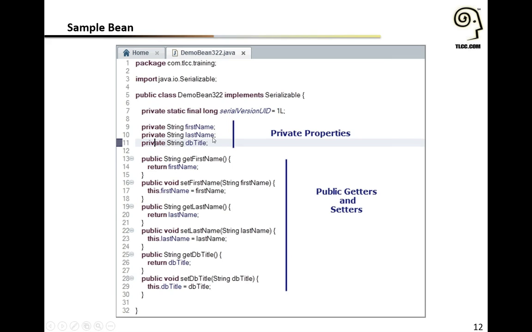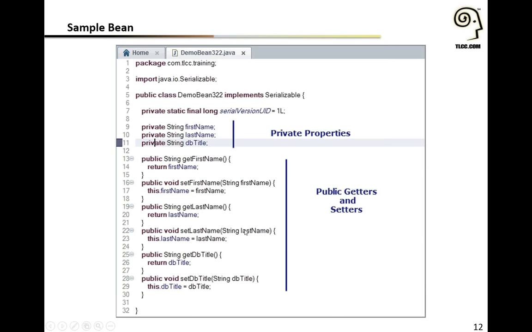Then we have our actual variables on lines 9, 10, and 11: firstName, lastName, dbTitle. These are marked private, so when you access this bean, you can't get to just firstName by itself. So how do we get to it? We use the getter on line 13, getFirstName, and inside that method, it just returns the firstName variable. If we need to set that value, we use a setter, and that obviously does the same thing, sets whatever parameter we passed in to that variable.